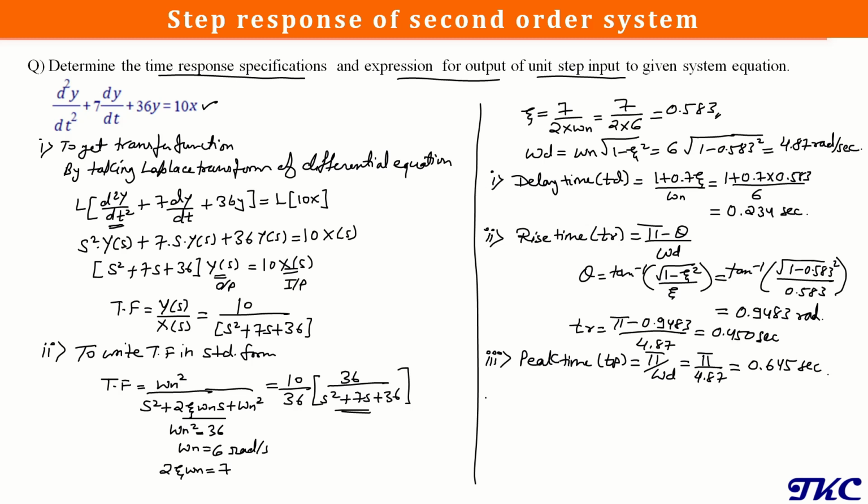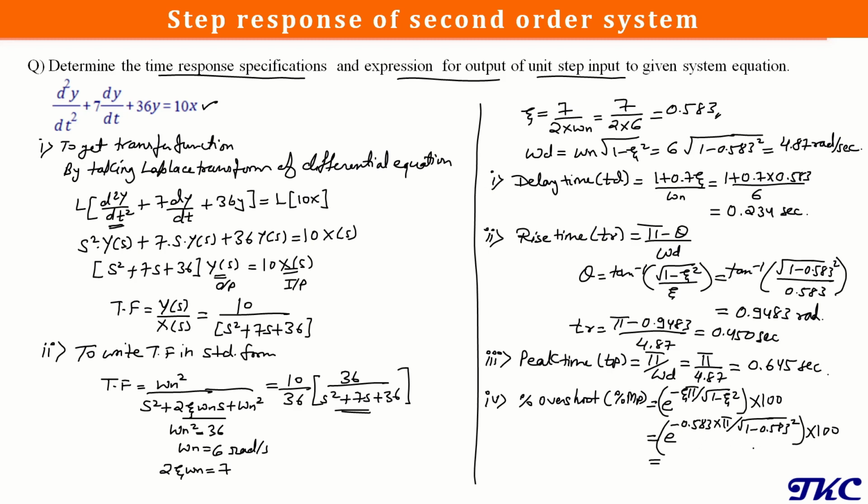Next we have to determine the maximum percentage overshoot, given by percentage MP. The formula for that is e raised to minus zeta pi divided by root of 1 minus zeta square, and this whole term we need to multiply by 100 to get it into percentage. So let's substitute the value. It will be e raised to minus 0.583 into pi divided by under root of 1 minus 0.583 square, and this entire term we have to multiply by 100.